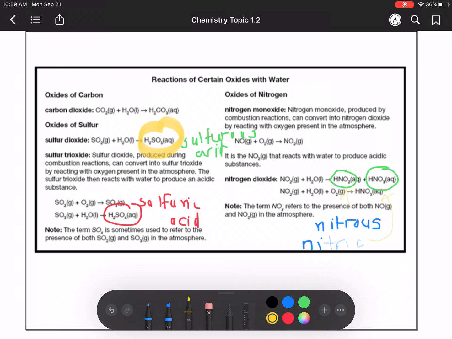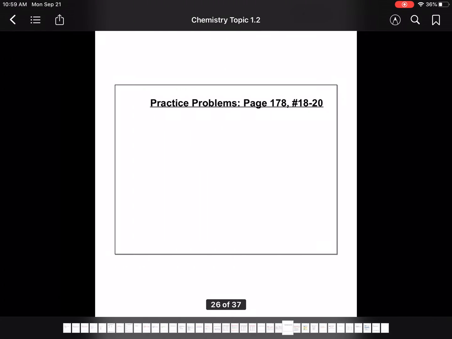All right, so what this is trying to show you is that when we release these sort of fuels, we burn them, the gases and the pollutants that are released can mix with water in the air and create acid. Then that acid will eventually rain down on us, and that's why we have acid rain.